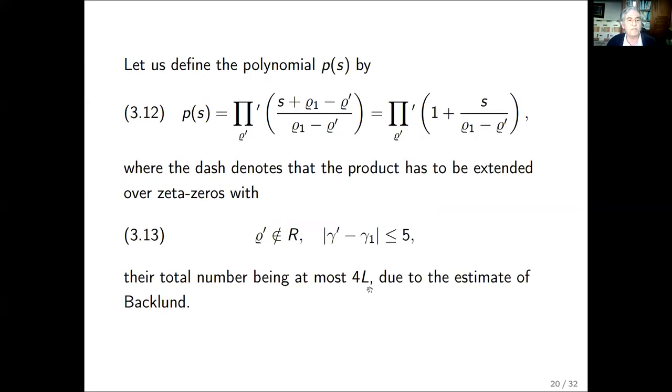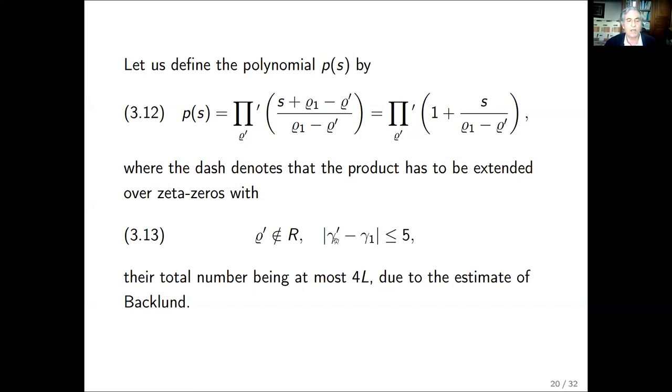So in order to reach this goal, we define a polynomial. Perhaps this form is better to see. Here rho dash runs through those zeros which are at a distance at most 5, so a constant, from the original zero. 5 has no important meaning. It has to be at least something like 3 or 4, but any constant would do here.